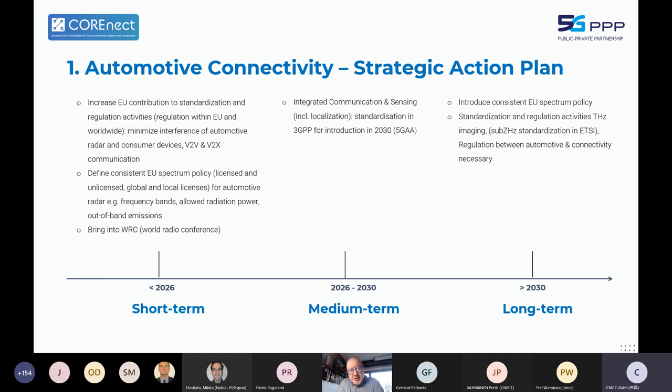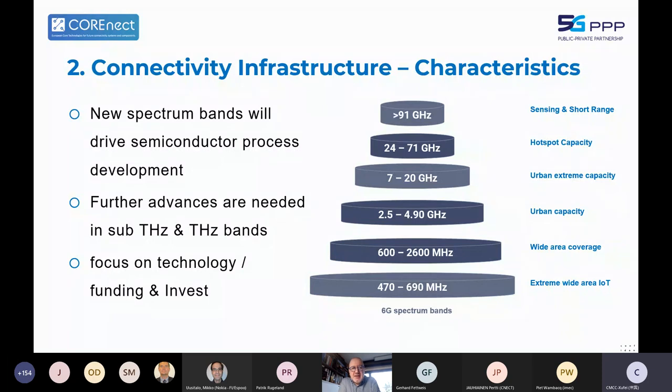So we need, as already indicated also by previous speakers, a consistent EU spectrum policy, combining licensed, unlicensed, global, local licenses for automotive radar applications, and also look at radiation power and out-of-band emissions. And we have to bring this into the World Radio Conference. Medium term, we see an evolution towards integrated communication and sensing. Standardization is needed in 3GPP for introduction in 2030. And longer term, of course, we need to continue working on the standardization and regulation activities and on the EU spectrum policy.